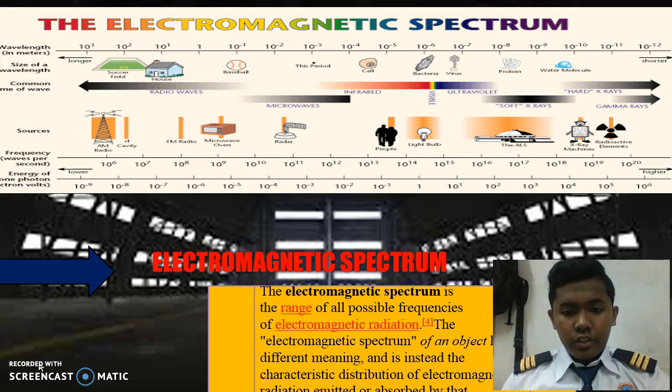Electromagnetic spectrum. The electromagnetic spectrum is the range of all possible frequencies of electromagnetic radiation. The electromagnetic spectrum of an object has a different meaning and is instead the characteristic distribution of electromagnetic radiation emitted or observed by that particular object.